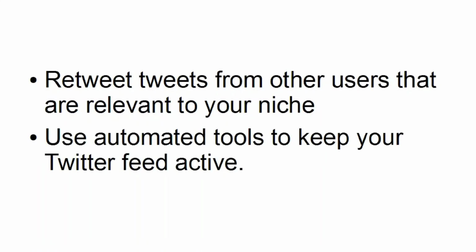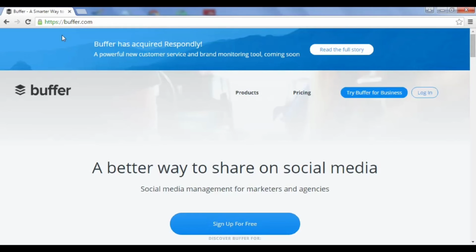Something else that you can do is to use automated tools to keep your Twitter feed active. Now, one way you can really save time when you're updating Twitter is to automate it using a service like Buffer. What Buffer does is it lets you write a whole bunch of tweets in one go. So whenever you have the time, you can sit down and write a whole bunch of tweets ahead of time. And then Buffer will schedule them to be tweeted to your Twitter account at predefined intervals. So you don't have to do your Twitter tweeting in the here and now.